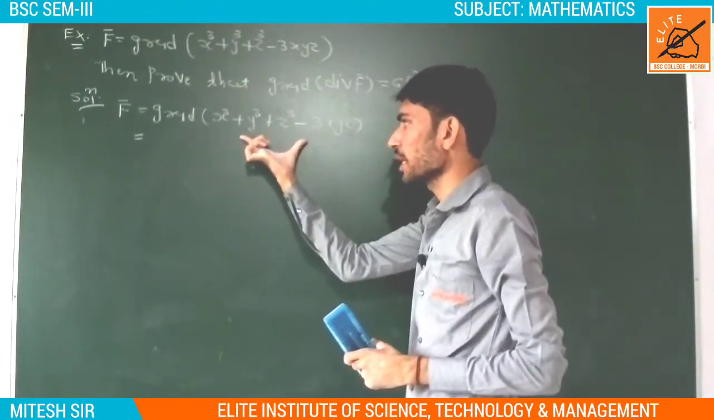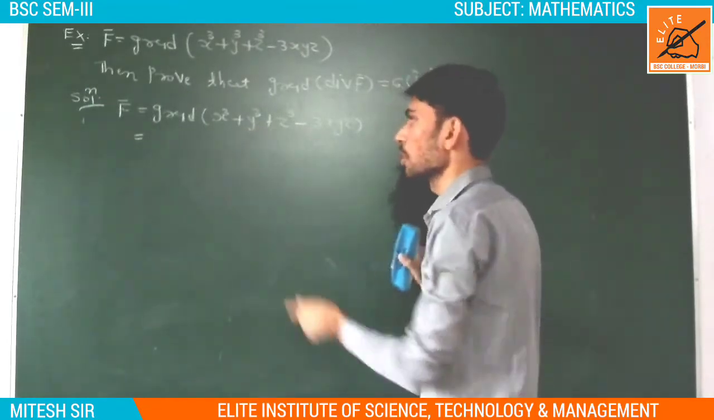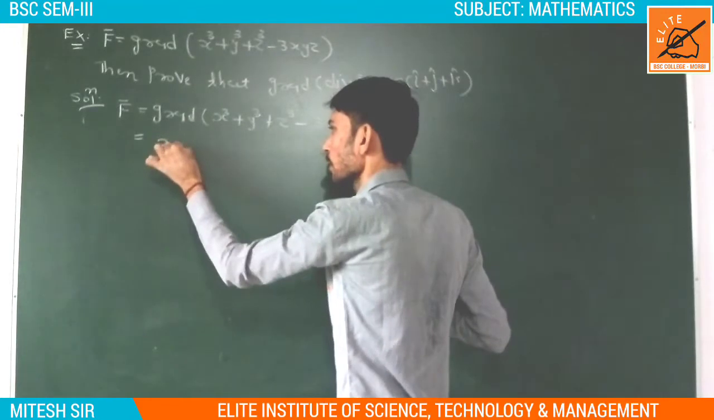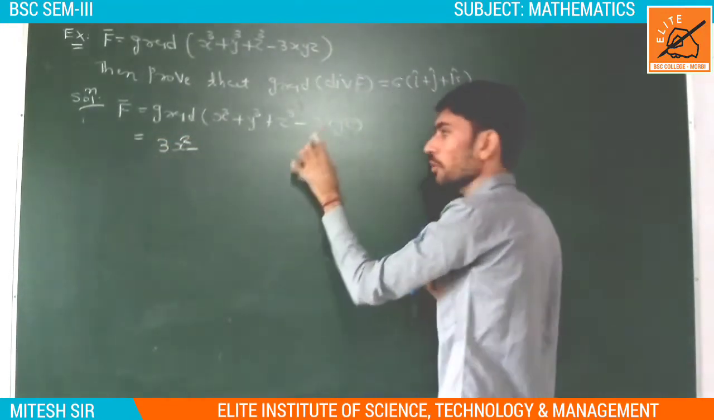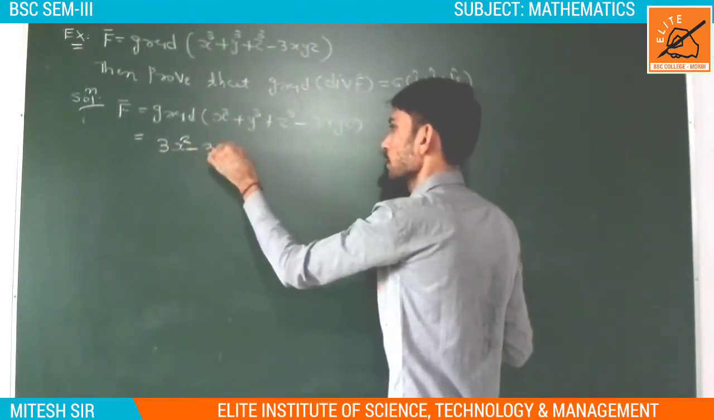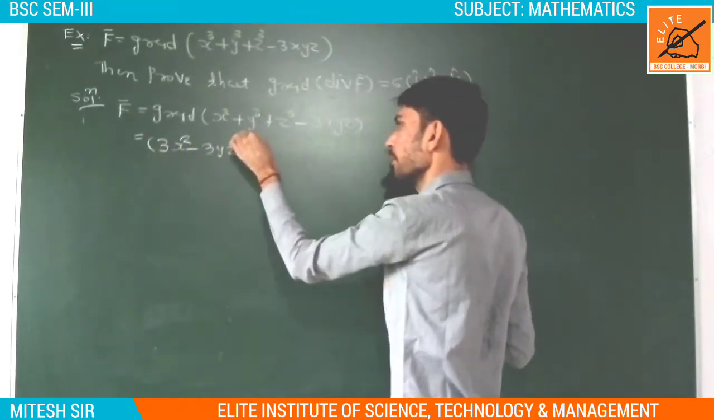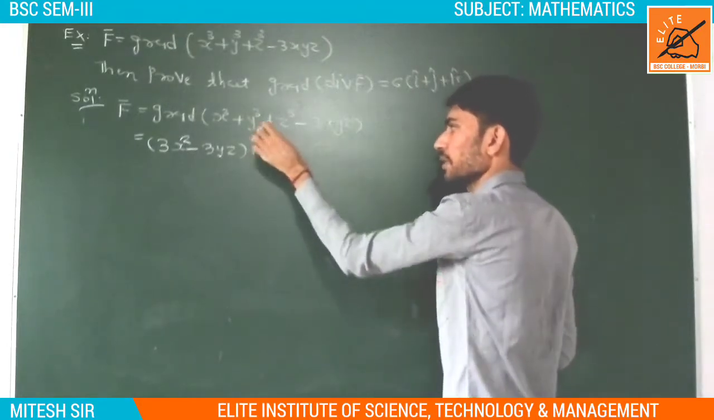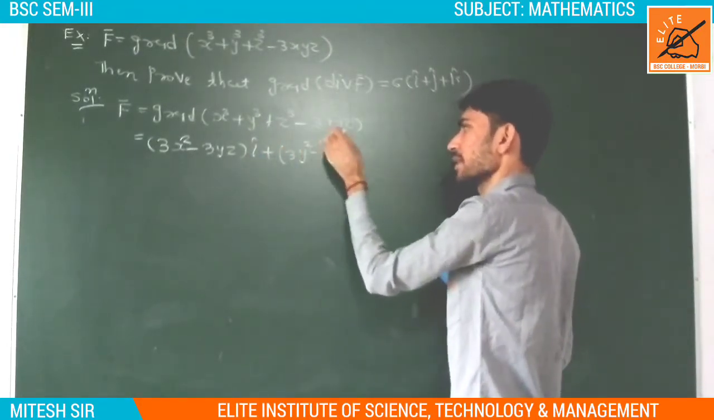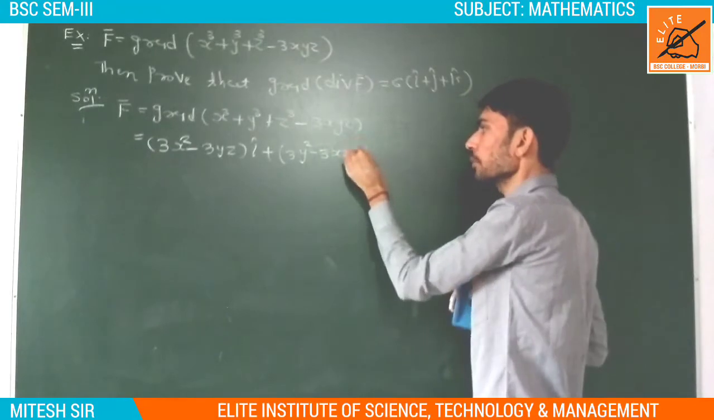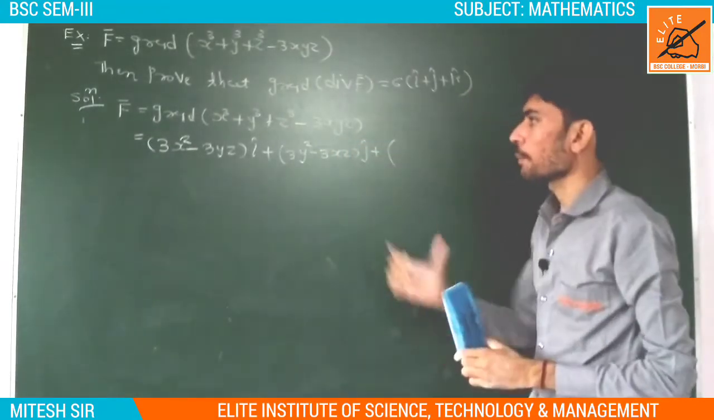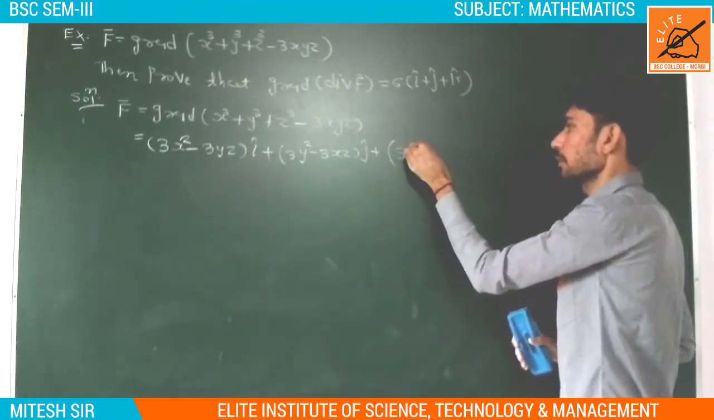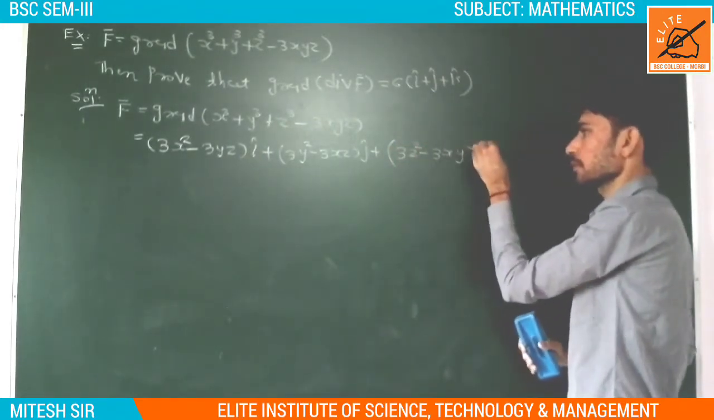Means we will take the partial derivative of our function with respect to x. The partial derivative of x cube gives 3x square, and from this we get minus 3yz into i cap, plus the partial derivative with respect to y. So here we get 3y square minus 3xz into j cap, plus the partial derivative with respect to z. So 3z square minus 3xy.